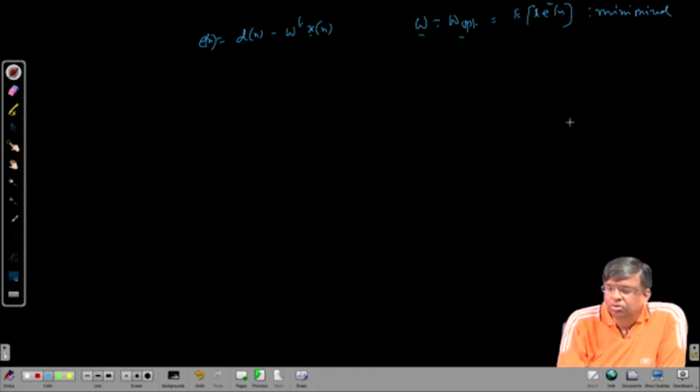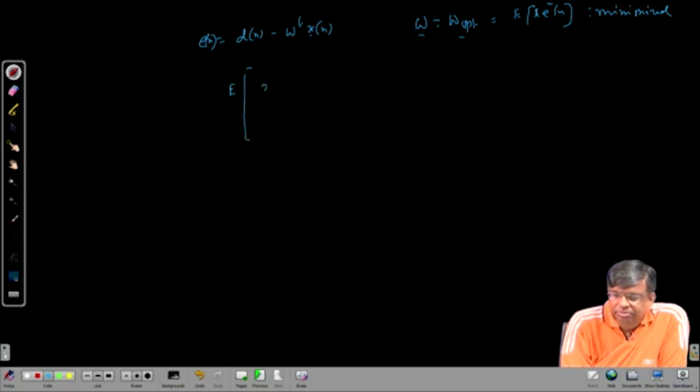Now, if I am to find the correlation between every component of the x n vector, that is x of n minus 1, x of n minus 2 and so on, with e n, then what is the result? So, I take the expected value of the x n vector times e n.